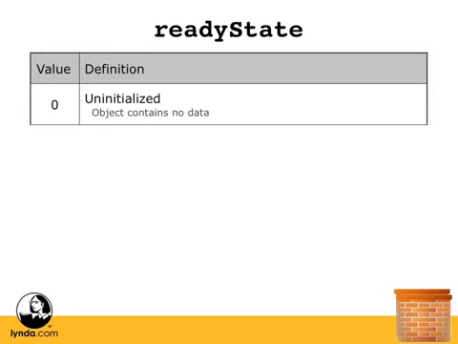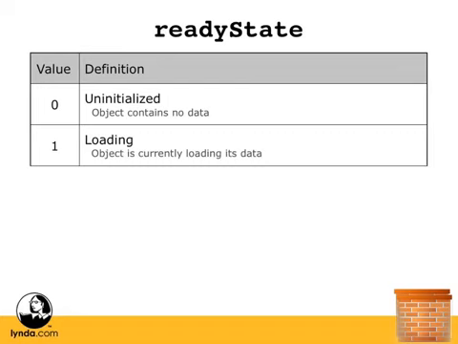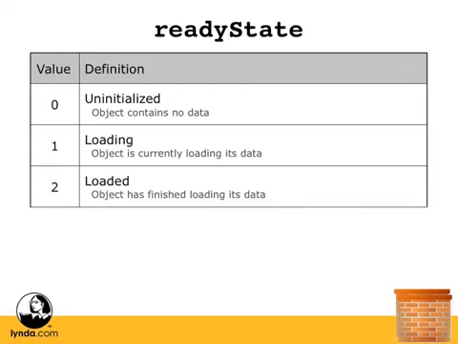When it has a value of 0, that's when you start off. It starts off uninitialized, object contains no data, there's nothing there. When it's a 1, that means that your request is loading. Things are going on, it's in progress. When it has a value of 2, your request has finished loading.